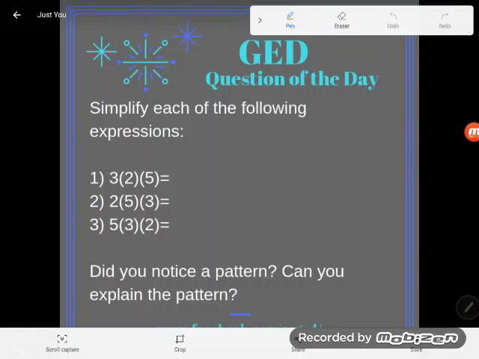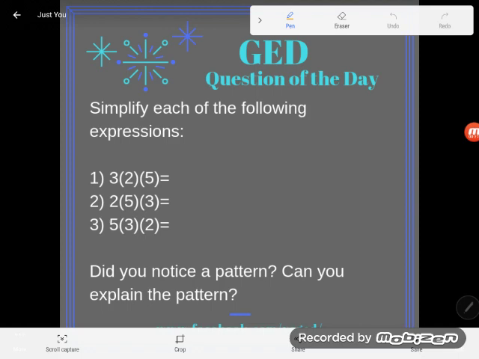Hey GED students, it's GED question of the day time, and I'm asking you to simplify each of the following expressions. Now, these are super simple expressions here that we have. Nothing too complex, but just a foretaste of what's to come. We're going to be using this same skill with algebra, with letters, what we call variables, very shortly. And so I need to make sure that we understand some things about expressions like this.